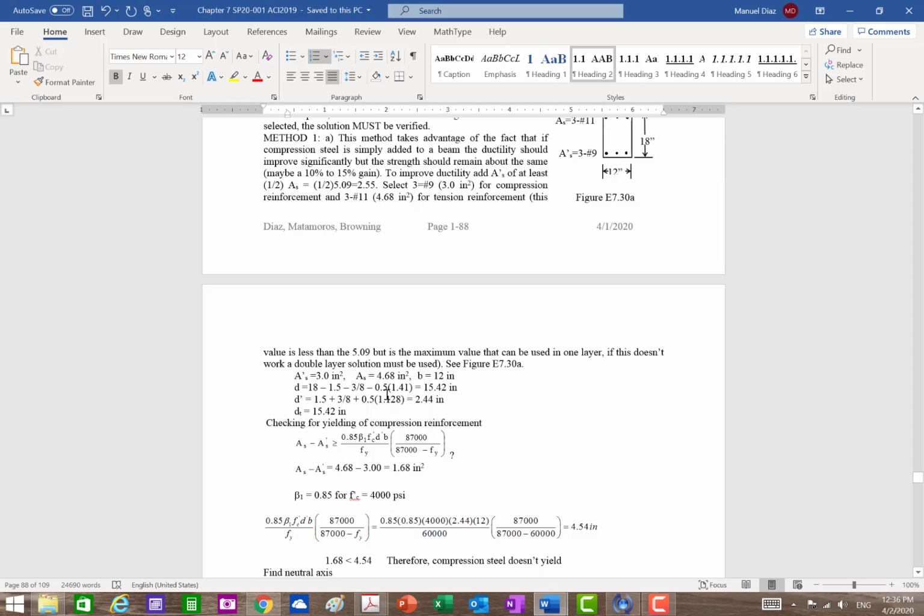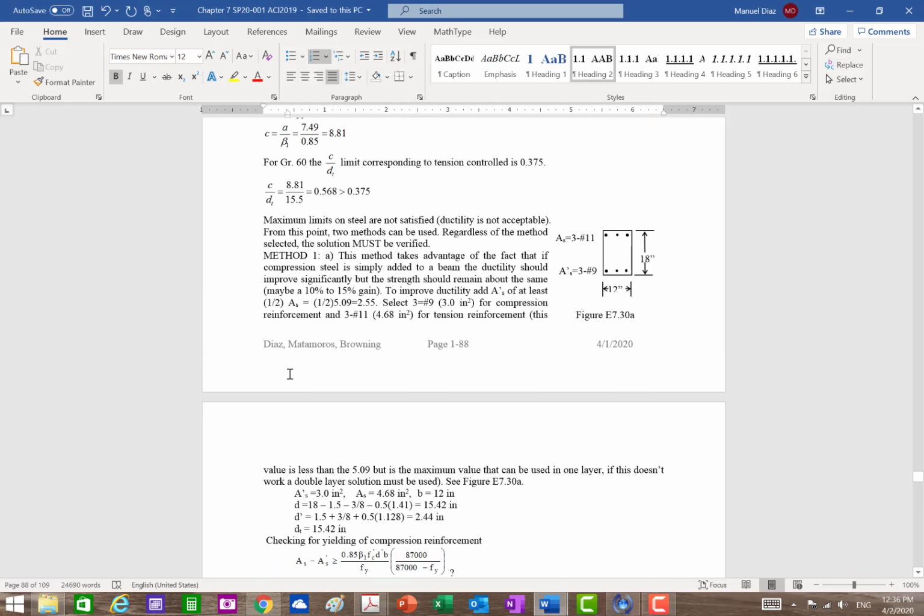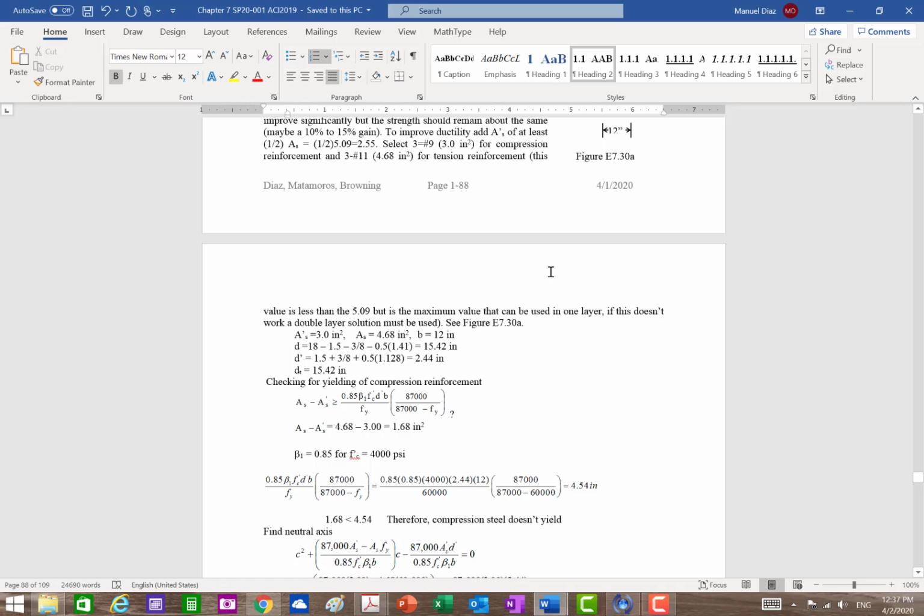So now this problem becomes a problem like this, right? And in this problem now you have everything defined. So once you have everything defined, this is the case that we learned in chapter 5, how to find your M sub n and your phi M sub n. So that's what we're going to do. So now that everything is defined, I'm going to find my A prime s, my As, my d's, my d primes, right? Go into the checking to see if it's yielding or not.